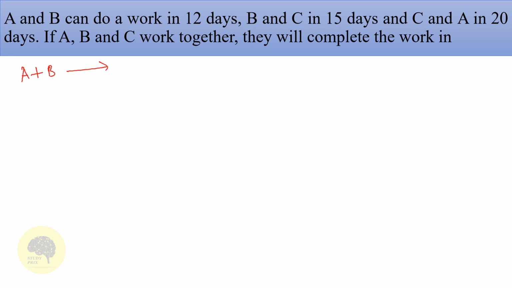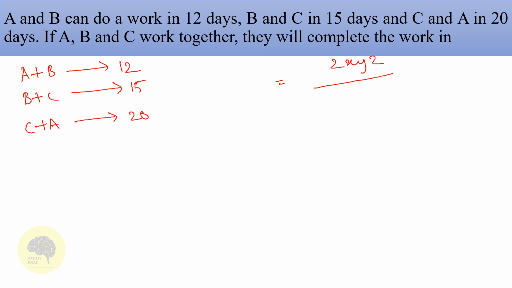A and B can complete the work in 12 days. B and C can complete the work in 15 days. C and A can complete the work in 20 days. For this type of question, I recommend you use a simple formula like 2xyz by xy plus yz plus xz. Take it as x, y and z.